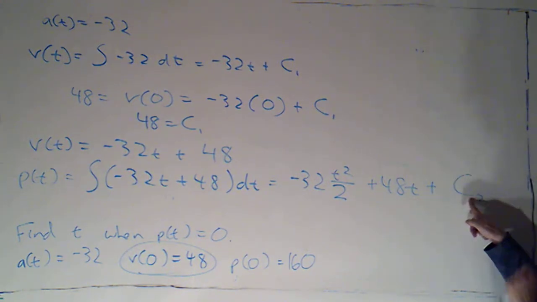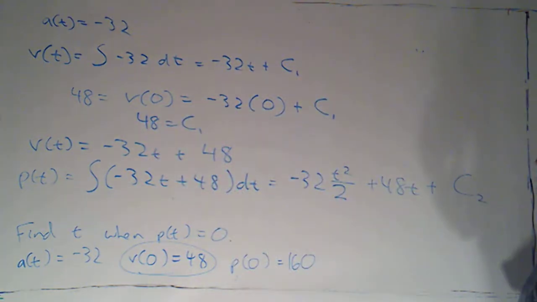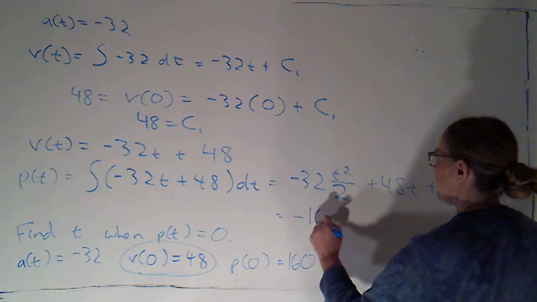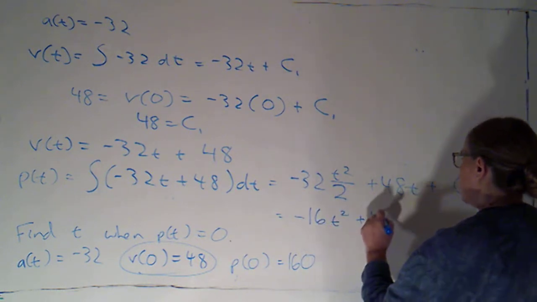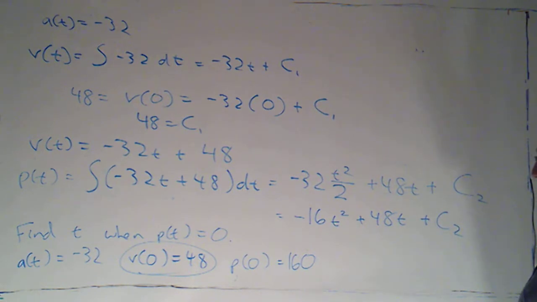I'm going to use c2 so that I don't think it's c1, which I know is 48. This is going to be a different constant. Okay. And I can simplify this. The 2 and the 32 will cancel, so I get negative 16t squared plus 48t plus c2.